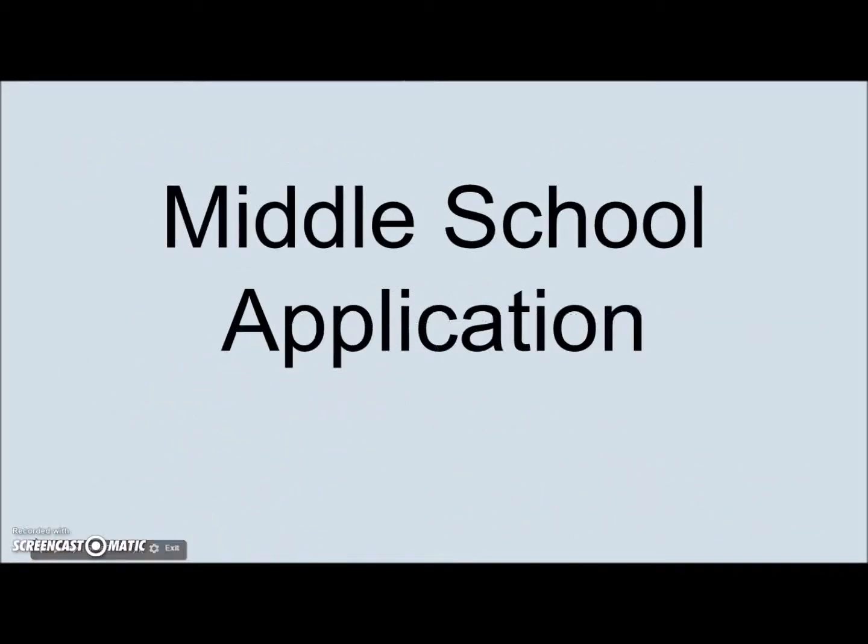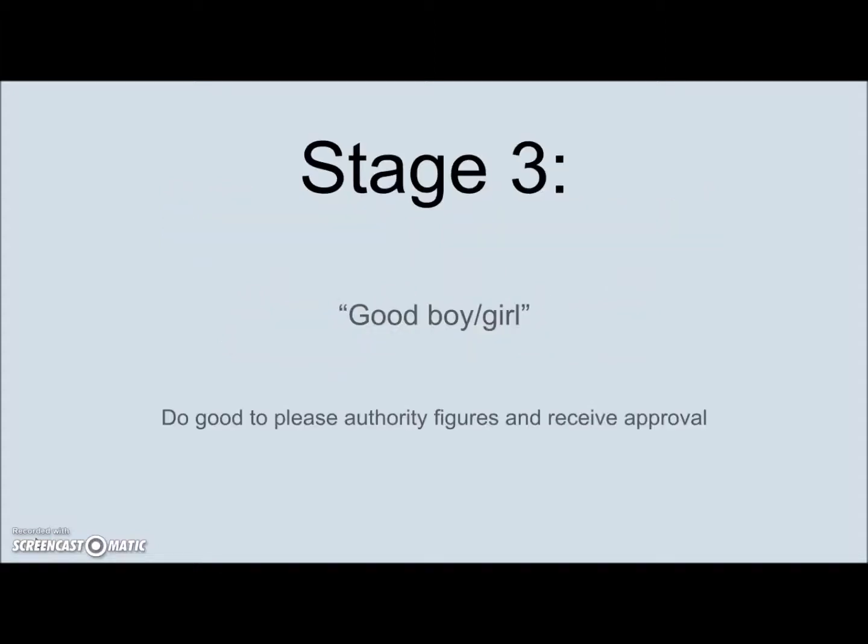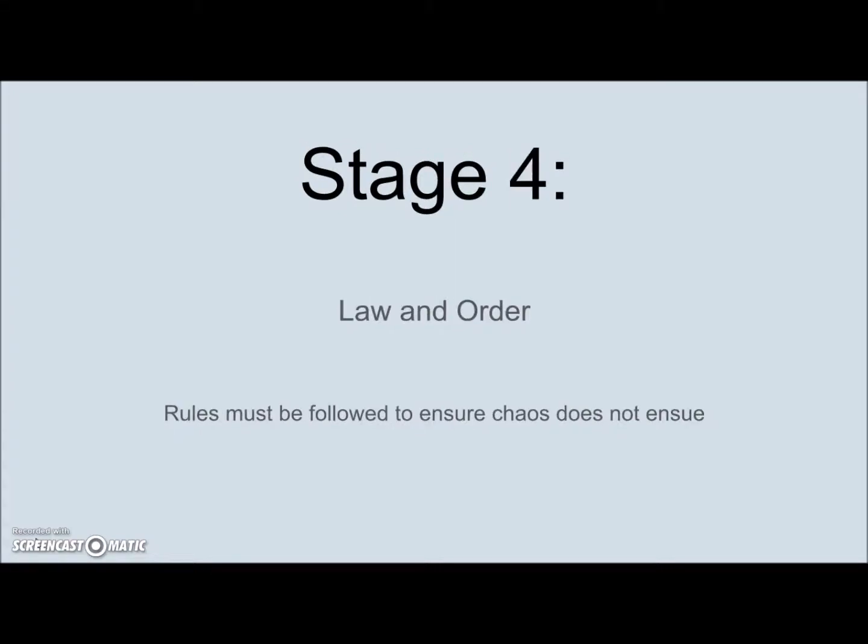Middle school applications of Kohlberg's theory of moral development. As children move into adolescence and leave elementary school for middle school, they often will simultaneously start moving from the pre-conventional stages of moral development to the conventional stages. In stage 3, they will start acting as the nice girl or boy, meaning that they will do good to please authority figures and receive approval. After stage 3, they may move on to stage 4, where they will be oriented towards law and order, where rules must be followed to ensure that chaos does not ensue.